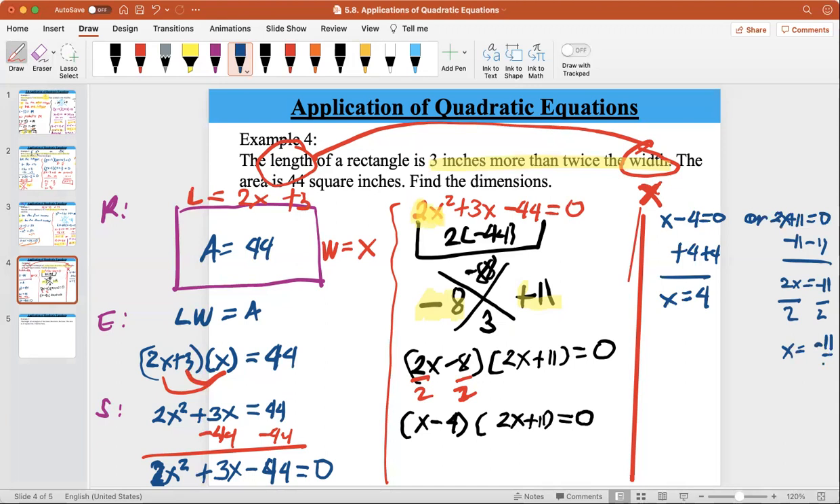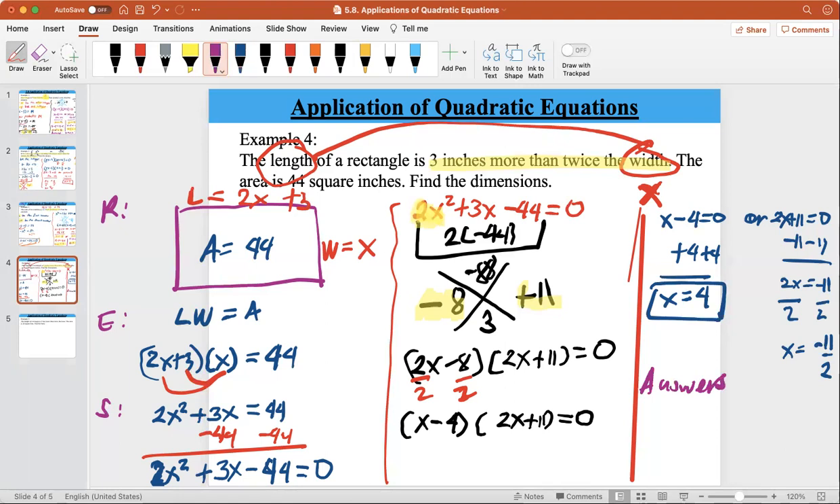Now take note of our values of x here. x equals 4, x equals negative 11 over 2. Can we take both? No, we can't. In solving any geometry problem involving dimensions, areas, perimeter, your x should always be positive. So negative 11 over 2 cannot be a dimension because that's negative. A dimension should always be a positive number, and so that will be your 4.